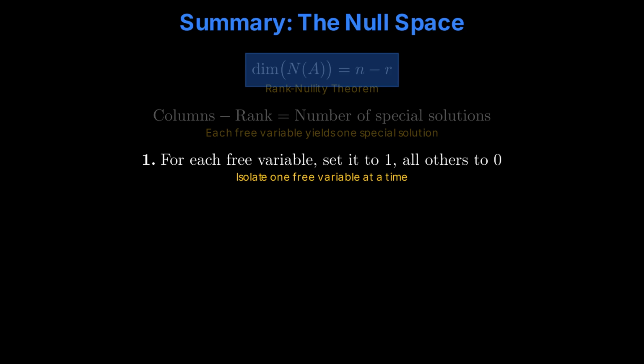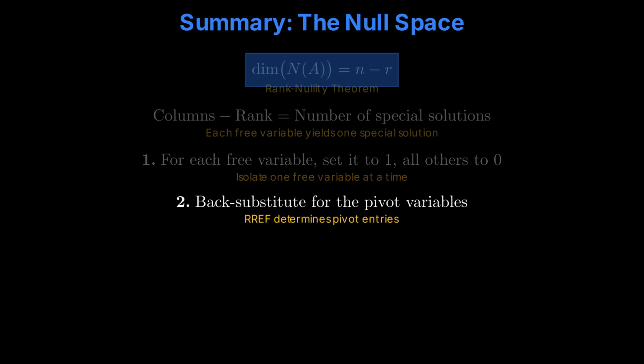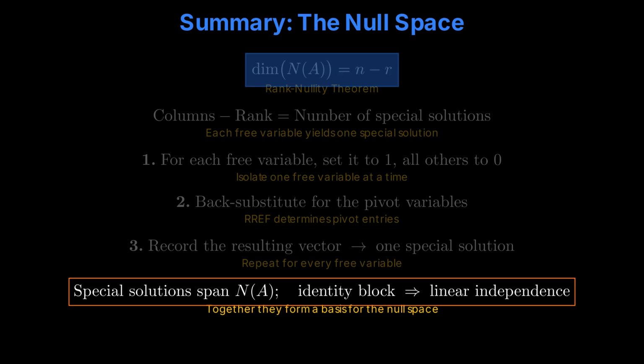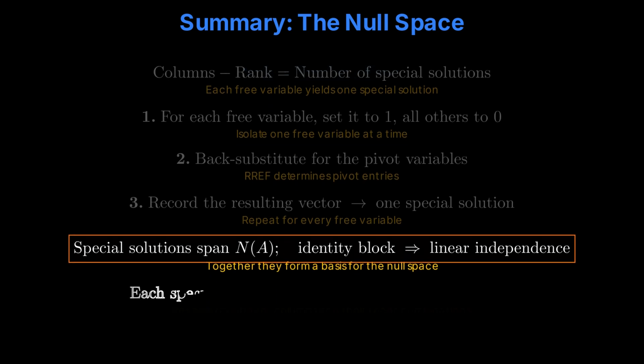Second, the recipe for finding a basis. For each free variable, set it to 1 and set all other free variables to 0. Then back substitute to solve for the pivot variables. Record the resulting vector, that's one special solution. Repeat for every free variable. These special solutions span the entire null space, and the identity block that appears in the free variable rows guarantees that they are linearly independent, so together they form a basis.